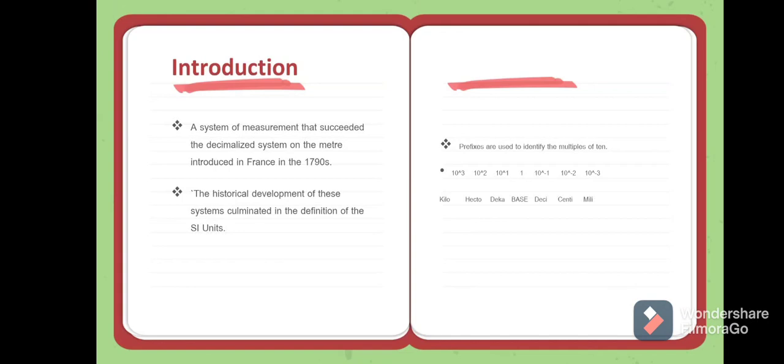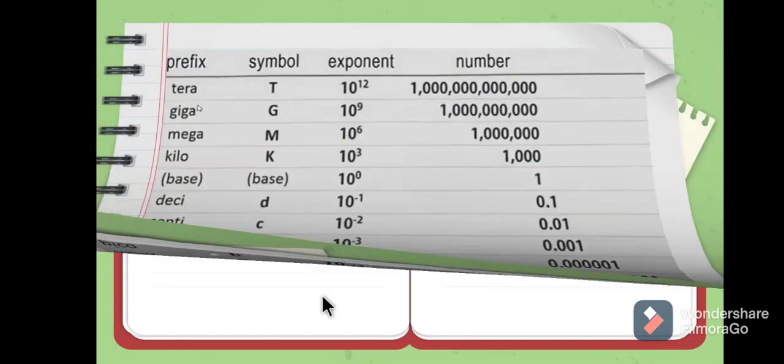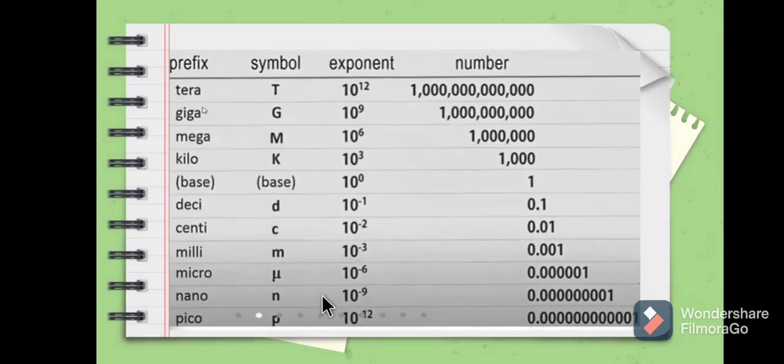The small numbers are with the deci, which is a multiple of 10 with a power of -1. Centi, a multiple of 10 with a power of -2, and milli, a multiple of 10 with a power of -3. So the table you see on the screen is the commonly used table in doing metric conversions.